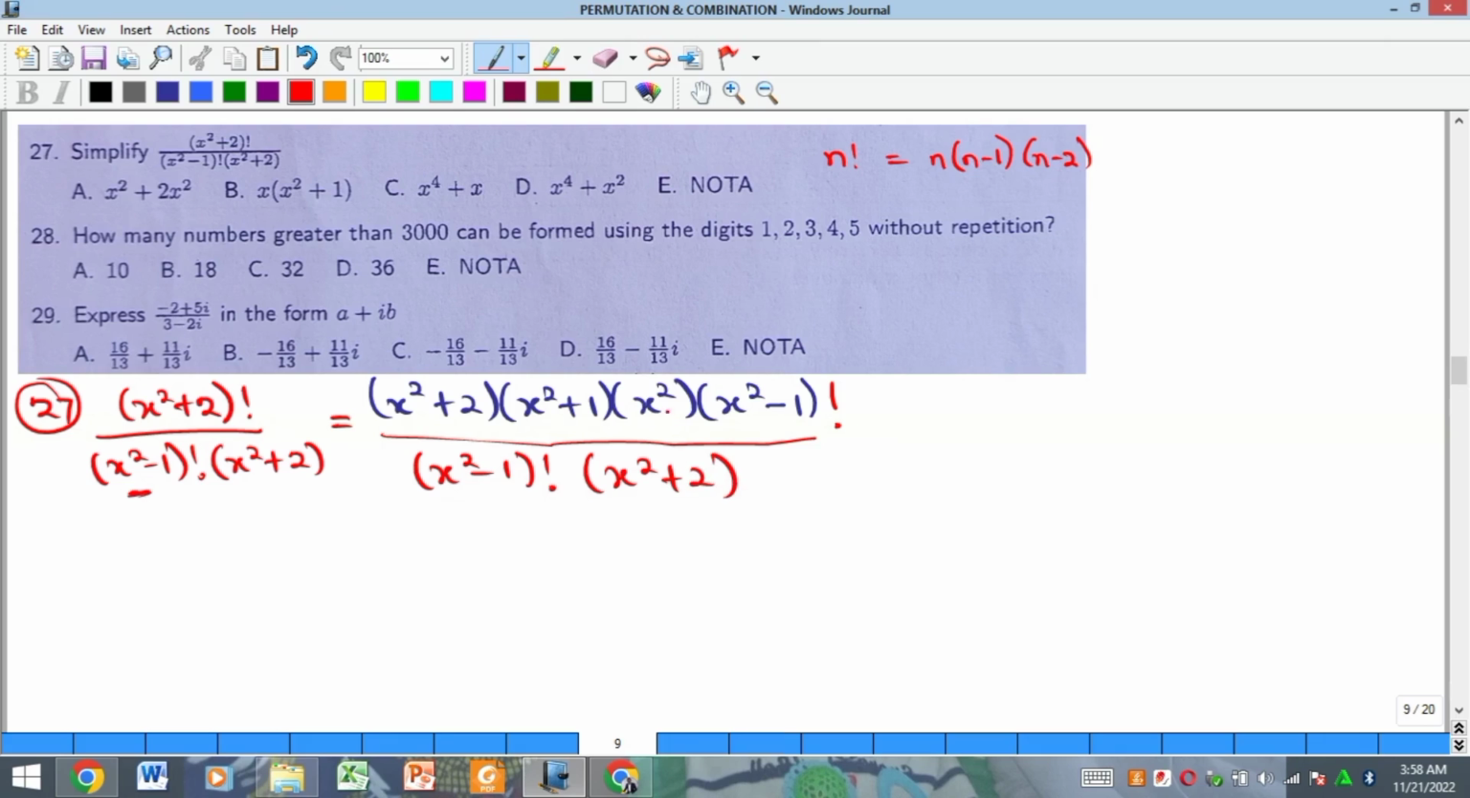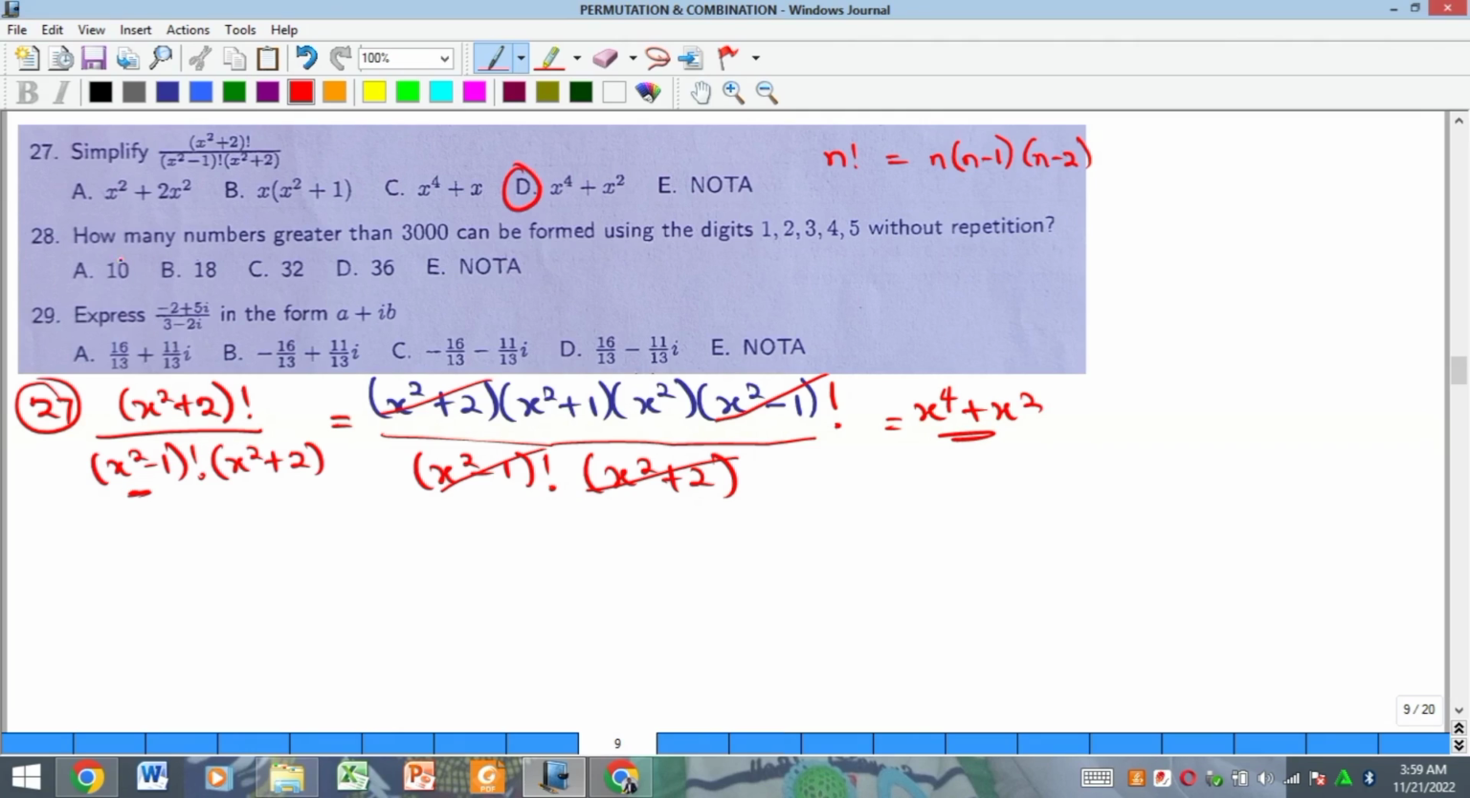Now at this point, you can see this x squared minus 1 factorial will remove this, and already you can see x squared plus 2 there. So this is going to give us, if this multiplies, x raised to the power 4 plus x squared as our solution. And that is option D.